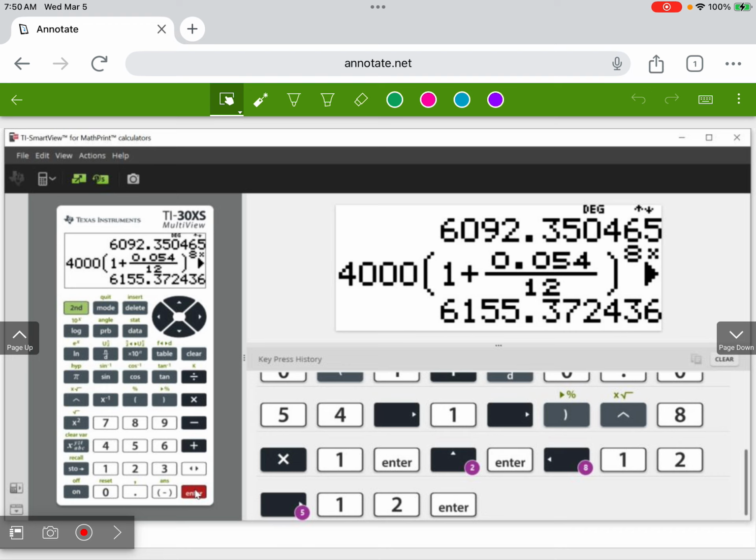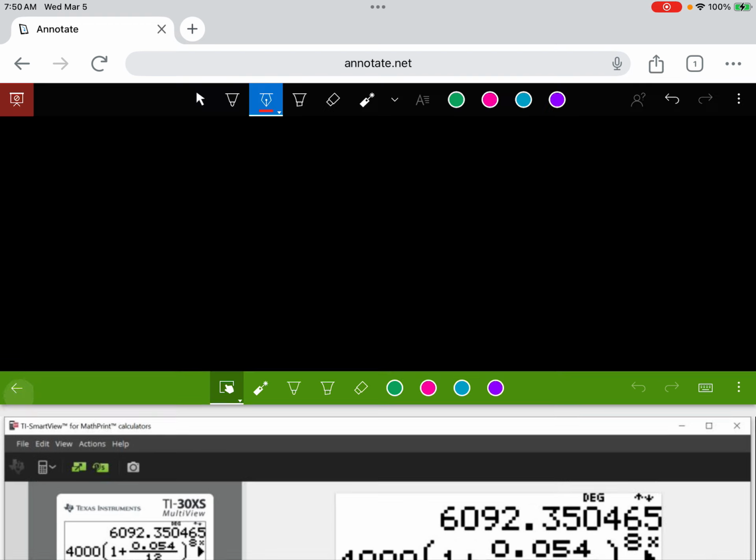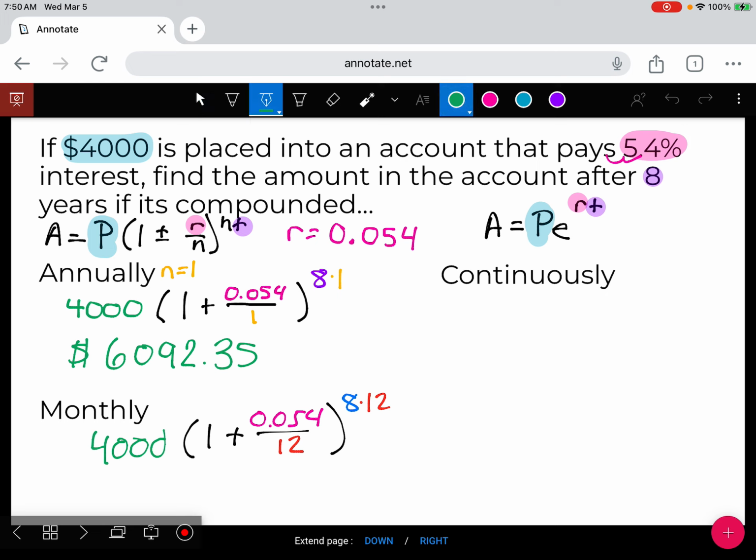So it's a little bit different here. We've got our 6155.37. So those are the same kind of way we did it for the bell work. Our new one here is our continuously. It's using those same pieces. We've got our principal. That's our $4,000.